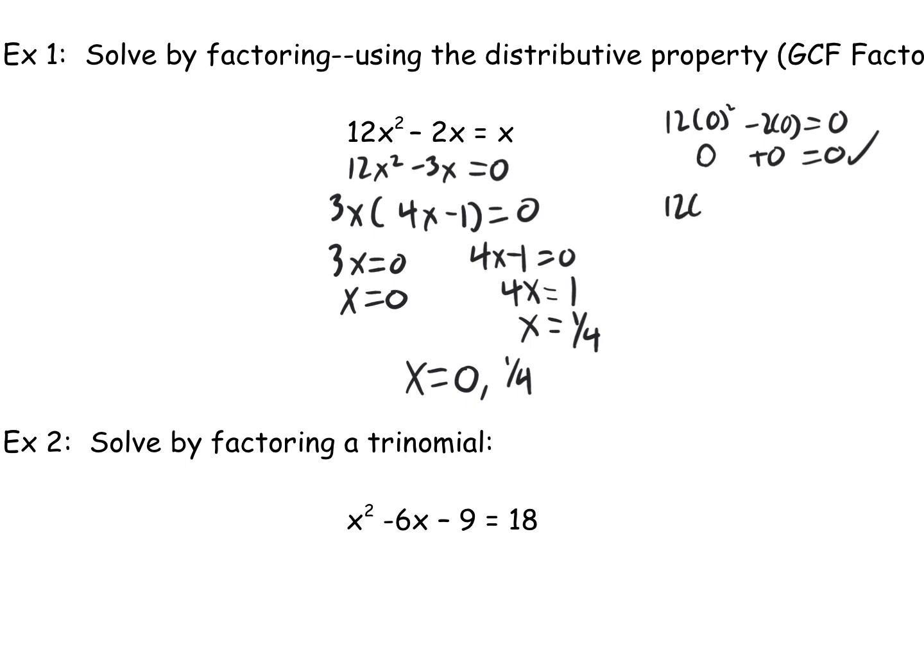Then we have 1/4. So we'll try that one as well. 12 times 1/4 minus 2 times 1/4 equals 1/4. So 12 times 1/4 is the same thing as 12 divided by 4. And so that is 3. And then I have negative 2 times 1/4, which is going to be the same thing as negative 2 over 4, which is negative 1/2.